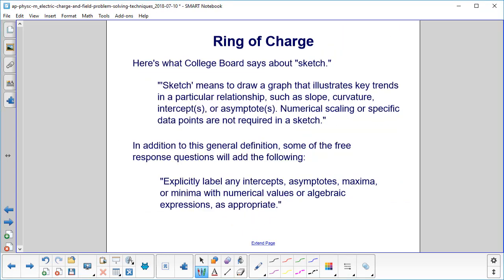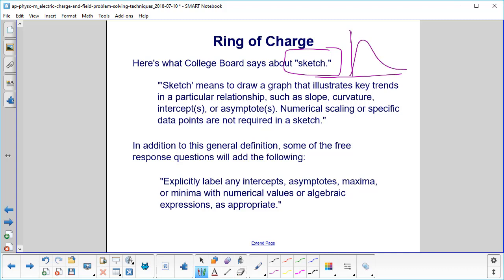What is the College Board asking for when they ask you to graph something? First of all, and this comes right off their website, when they say sketch, they mean draw a graph that illustrates key trends in a particular relationship, such as slope, curvature, intercepts, or asymptotes. Numerical scaling or specific data points are not required in the sketch. So if we were just sketching that previous problem, this would have been totally adequate.